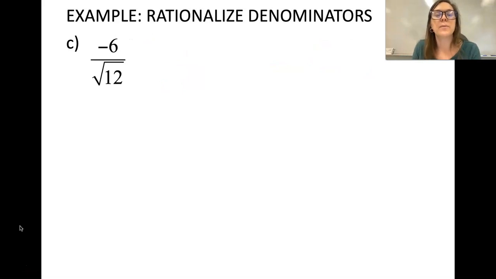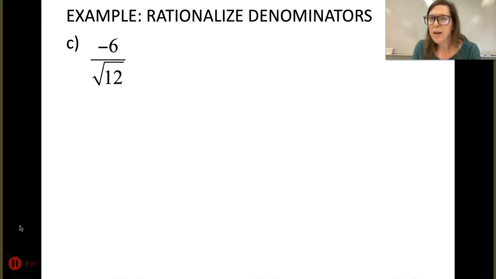Okay. Ooh, next one. We have -6 all over the square root of 12. So we've got 2 options on what we could do. We could just multiply by the square root of 12 on the top and the bottom right away, and then simplify later. Or we can simplify first and then multiply by the radical. I'm going to go with the second option, just because then I can multiply by smaller numbers.